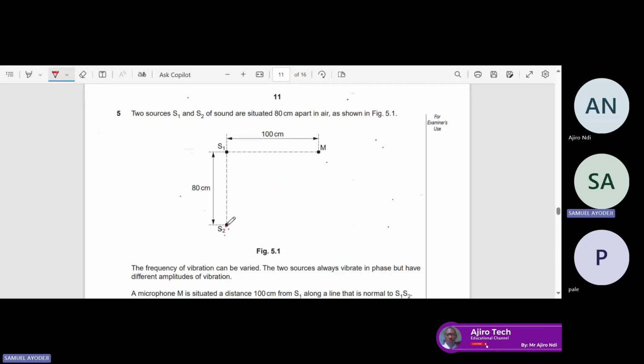You have to go and calculate the path difference. Path difference means you have two routes to move. You are moving from X to X1 to M, and from X2 to M. So what's now the difference in the distance covered? That's called path difference.